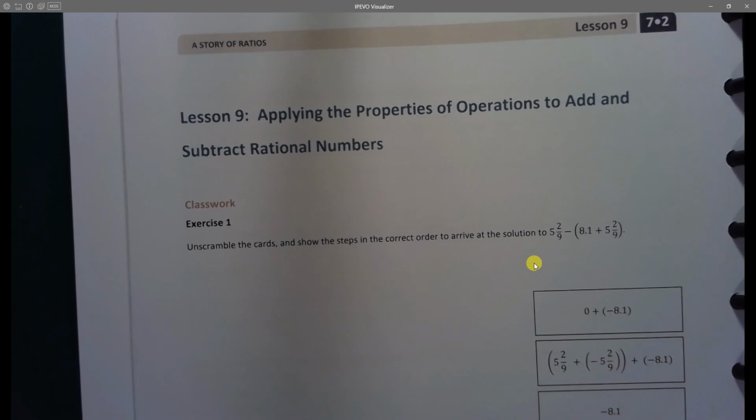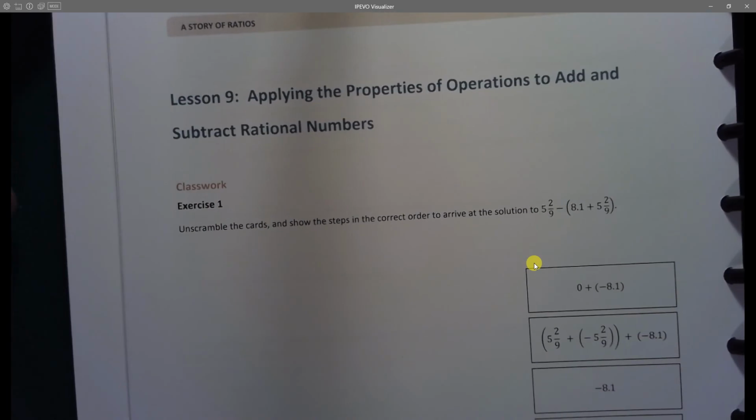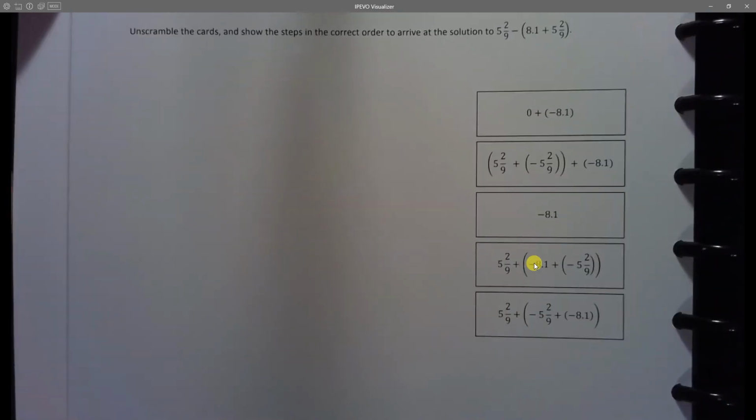See, now look at the title of lesson 9. Applying the properties of operations to add and subtract rational numbers. Sounds quite familiar, doesn't it? Because it is. Lesson 8 and lesson 9 have the exact same title. So that means we're going to work on lesson 8 and lesson 9 together.